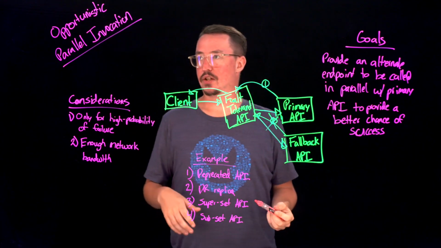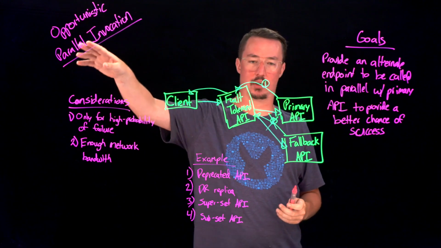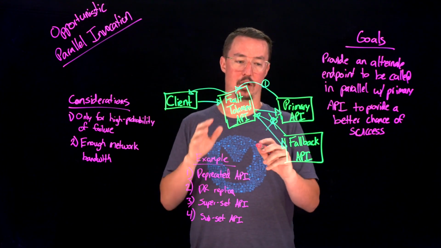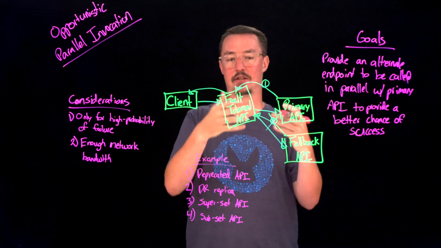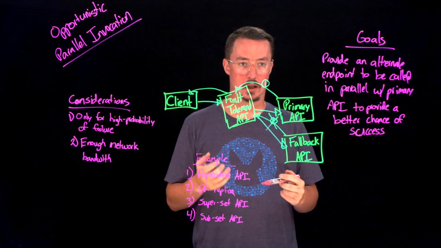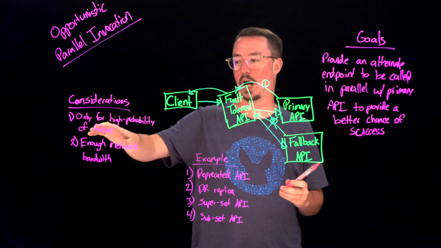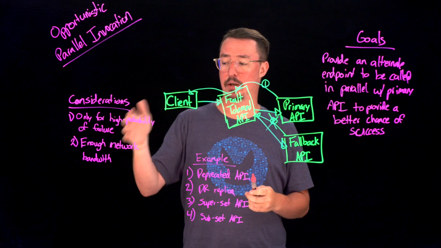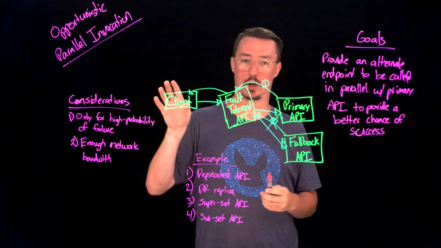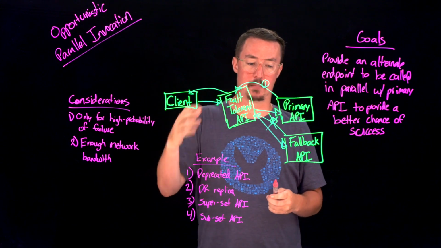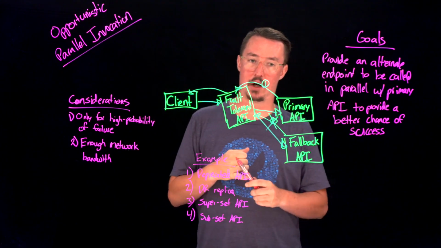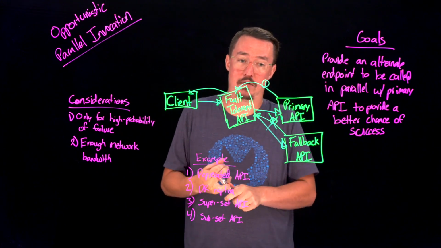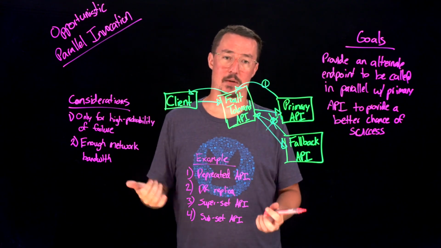So, in summary, we've got our opportunistic parallel invocation API, which is essentially going to be our fallback API strategy, where we're going to actually go and call the primary and the fallback APIs at the same time in hopes of getting a response back. Keep in mind that this should only be used for a high probability of a failure, and it's very taxing on your networks. So you want to make sure you've got enough network bandwidth to be able to handle this request. Some of the examples of what a fallback API could be are a deprecated API that maybe isn't quite as performant. We could have an exact replica over in a DR site if you have one, or a superset or a subset of those APIs.